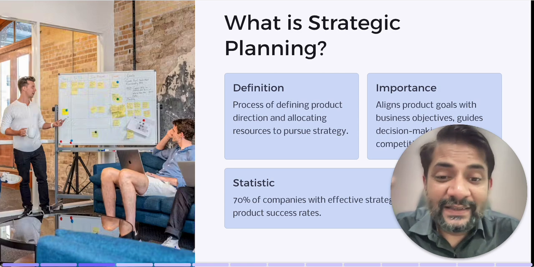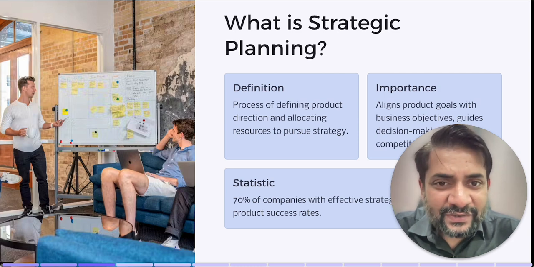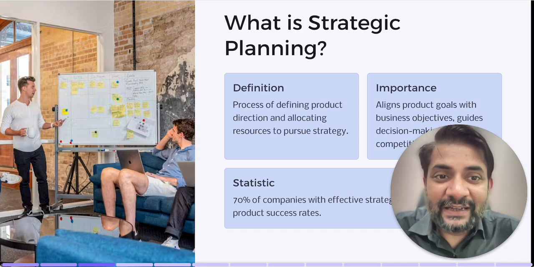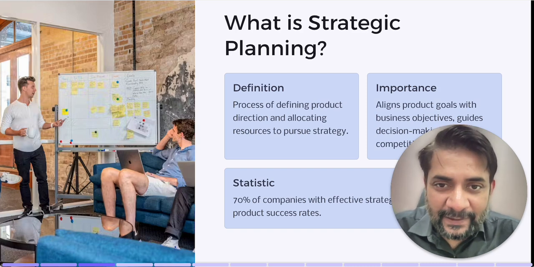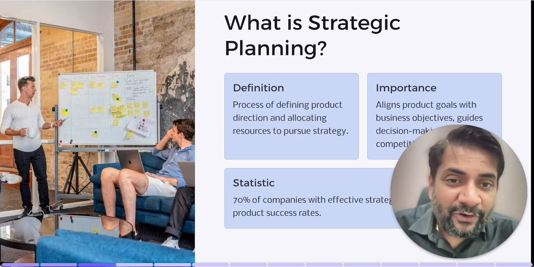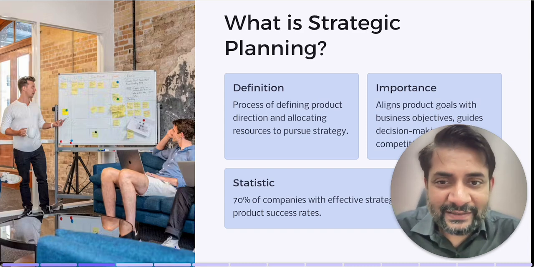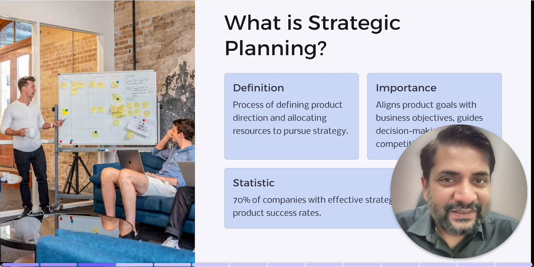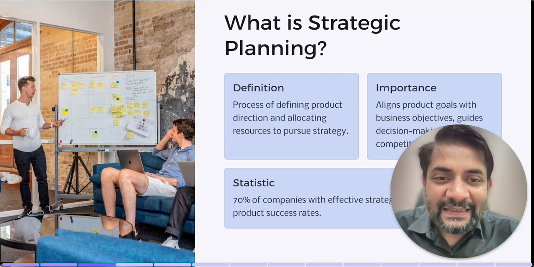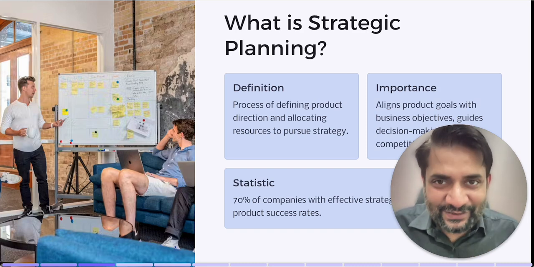Now, why is it important? It aligns product goals with business objectives by ensuring that the product contributes to the overall success of the company. It guides decision making. It provides a clear roadmap for making informed decisions, and it enhances competitive advantage by identifying and leveraging unique strengths to outperform competitors. According to a survey by Harvard Business Review, 70% of companies that engage in effective strategic planning report higher product success rates. And that's all what we are here for.